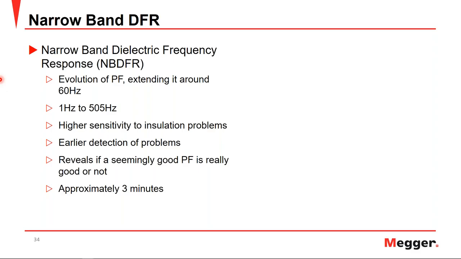What this offers is higher sensitivity to insulation problems, as well as earlier detection during the deterioration stages. The question of whether my power factor is really good or not becomes a little more clear with the higher sensitivity and the power factor across the range. Ten measurements in the range of 1 to 505 Hertz take approximately 3 minutes.